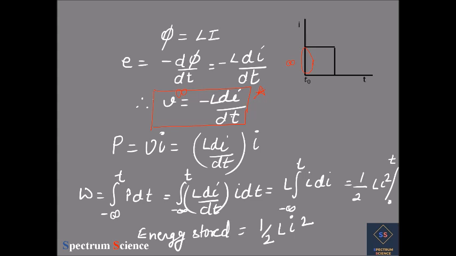Now let us calculate the instantaneous power delivered to the inductor, which equals V i. Putting the value of V from this equation, we can write P equals L di by dt times i. For calculating the energy stored inside the inductor, let us integrate this equation from minus infinity to t, p dt. Solving it and assuming that the initial current through the inductor is 0, we can calculate the energy stored inside the inductor as 1 by 2 L i square.